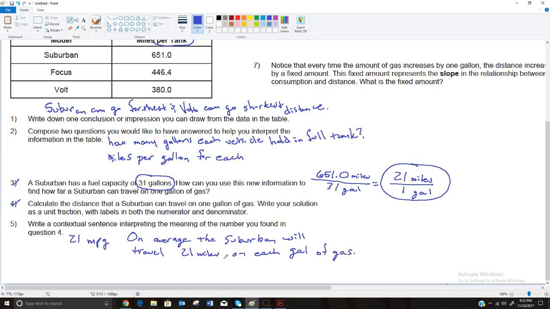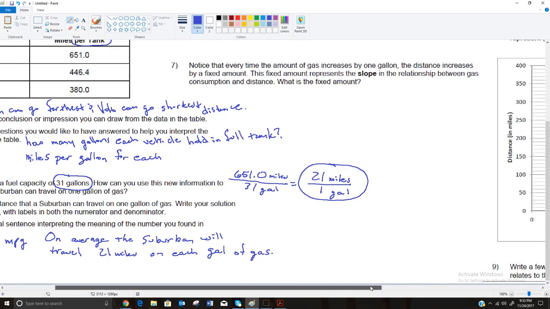So theoretically, if you had 1 gallon of gas, you should be able to drive 21 miles on that. If you had 2 gallons of gas, you should be able to drive 42 miles on that. So every gallon of gas that you have in that vehicle will take you 21 miles.